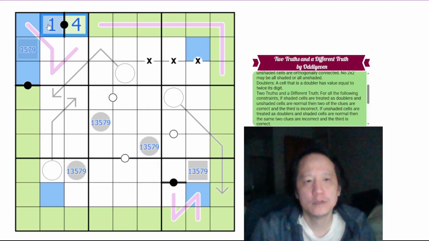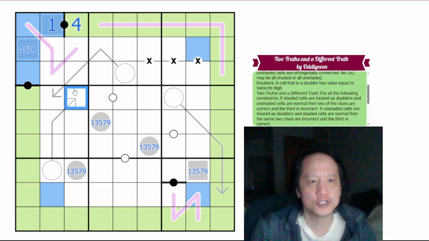Therefore, we have 1 and 4. So obviously, if the blues are shaded, or blues are doublers, and greens are normal, this is 2 and 4, which is in a 1-to-2 ratio. This would be 3, 5, 7, or 9 doubled, so they'll both be even. Therefore, this cannot be blue.